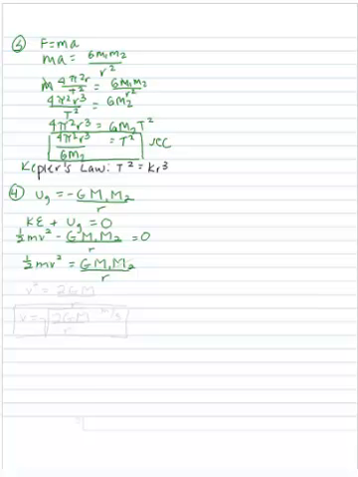So next we are going to cross off an m on each side, and then we are left with v squared equals 2GM over r, and then to take the square root of both sides, you get velocity equals the square root of 2 times G times M, all divided by r, and this is in meters per second, and this represents the escape velocity of an object.